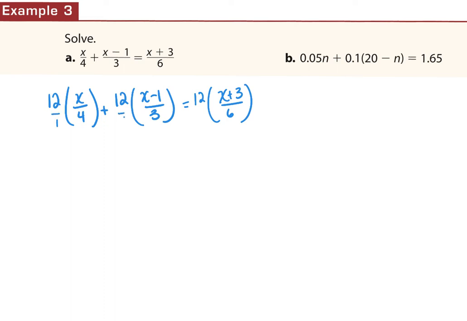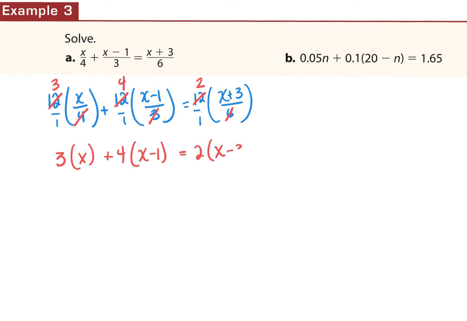Well, they're all going to cancel, right? It's 12 over 1. Remember, when you're multiplying fractions, you can cross cancel, right? And so if I look at this first one, 4 goes into 12. By the way, they're all going to go into 12. That's how I found 12. It was a common denominator, which is a common multiple. So 4 goes into 12. It's going to cancel out there, and it's going to become a 3 here. 3 goes into 12. It's going to cancel out here. It's going to become a 4 there. 6 goes into 12. It's going to cancel out here and become a 2 there. So now I have no denominators. I just have 3 times x plus 4 times x minus 1 equals 2 times x minus 3.